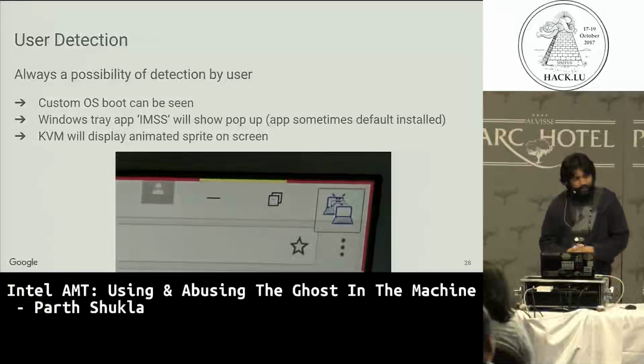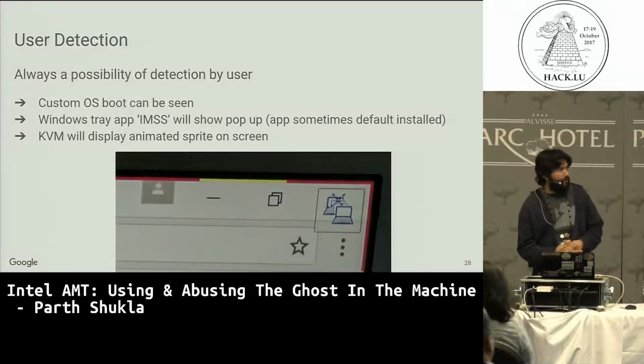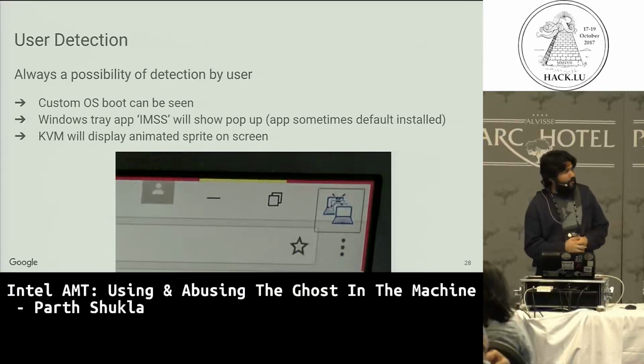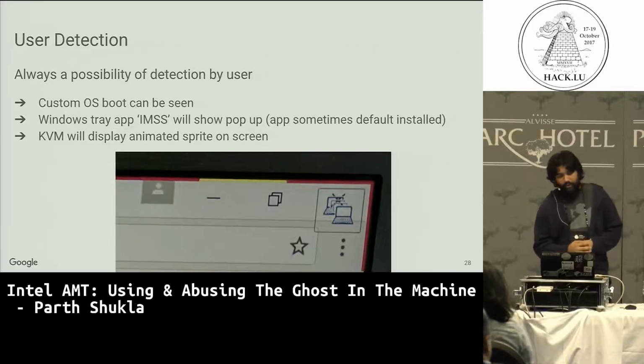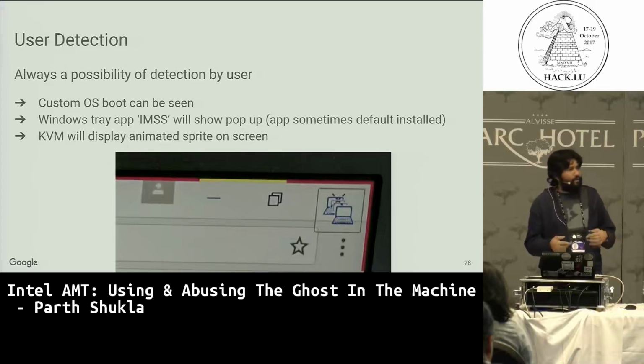There's also detection by the user because you're doing KVM. So custom OS boot can be seen. If the user is sitting in front of the screen and they just reboot to a random OS, they'll probably freak out. There is a Windows tray app called IMSS, which will show a pop-up whenever AMT is provisioned or any AMT-related action is performed. This is sometimes installed by default, but if you're an enterprise rolling your own custom image, then maybe you remove it. Obviously, it's unknown if users will even notice the pop-ups, because they're just small yellow pop-ups that Windows seems to constantly throw at you anyway.